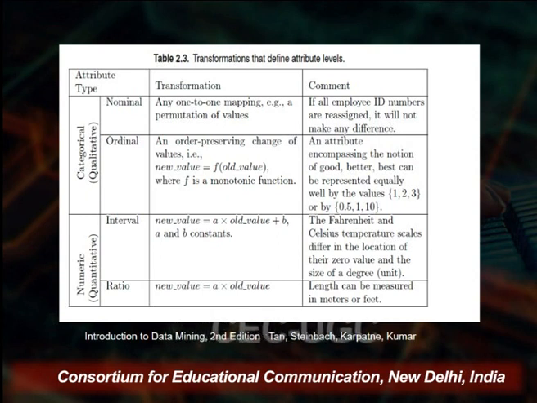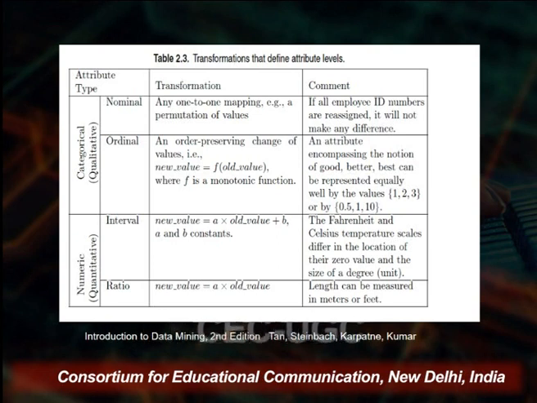The second type of attribute are the ordinal attributes. So we said that these allow us to arrange the data in a particular order, right. So any order preserving change of values will be allowed. Like for example, if we have the old value, we apply some function to the old value and we get a new value, right. Now if f is the function which we are applying, then the new value will be a function of the old value. So in this case, the order is going to be preserved, the order will remain the same.